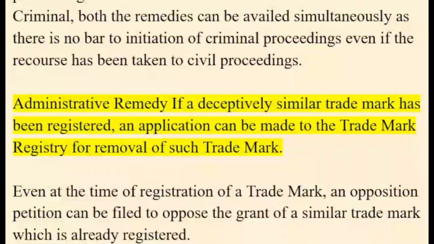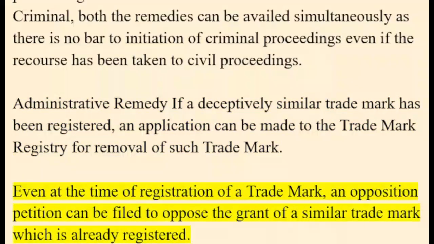3. Administrative remedy. If a deceptively similar trademark has been registered, an application can be made to the Trademark Registry for removal of such trademark. Even at the time of registration of a trademark, an opposition petition can be filed to oppose the grant of a similar trademark which is already registered.